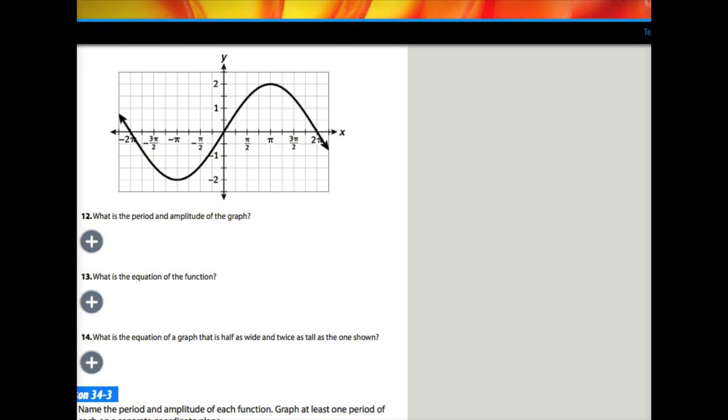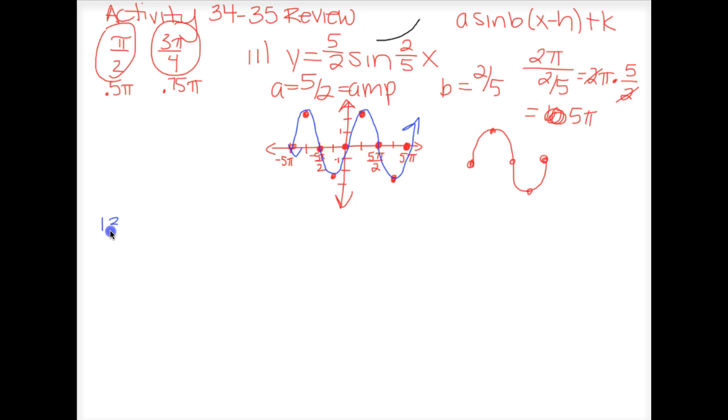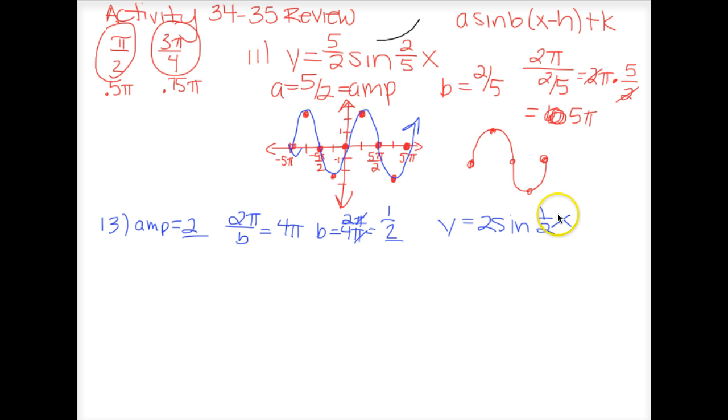So when you go to write that equation in number 13, amp is 2. You know 2 pi divided by b has to equal 4 pi. So if you solve this, b equals 2 pi divided by 4 pi, which is 1/2. The pi's cancel and the 2/4 reduce. So then all I did was plug in this for a and this for b. So y equals 2 sine 1/2 x, or x/2. x/2 and 1/2 x are the same thing.